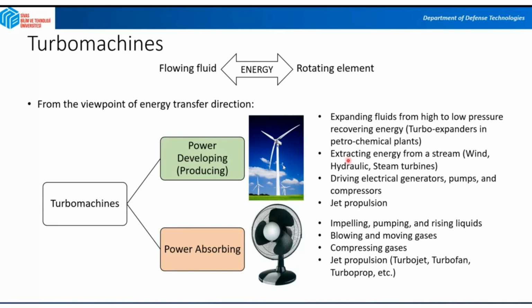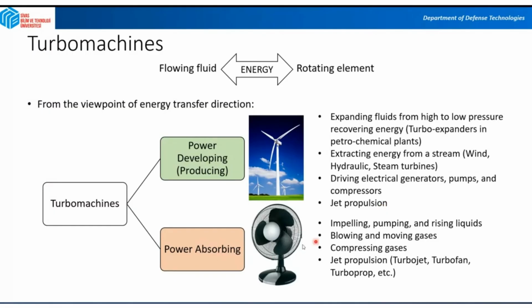So in the power developing or producing machines, these machines always expand fluids from high to low pressure, and they recover energy, like the turbo expanders in petrochemical plants, or extracting energy from a stream like the wind, or hydraulic or steam turbines. And these are driving electrical generators, pumps, and compressors. And also in jet propulsion, you see these in aircraft jet engines.